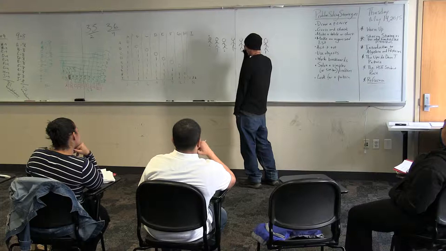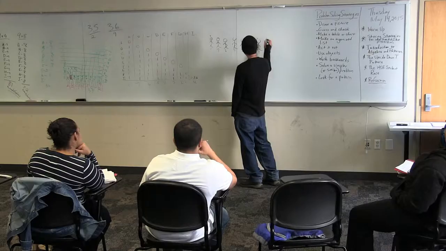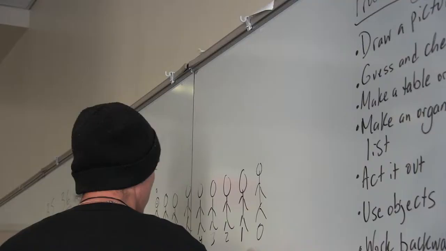You only have 8 people there. What do you mean? There are only 8 stick figures. Oh, I counted 9. Sorry. There you go. And now the 0. So now that's 36. Yeah, 36. So I just added up the handshakes. I got 36. Equals 36.